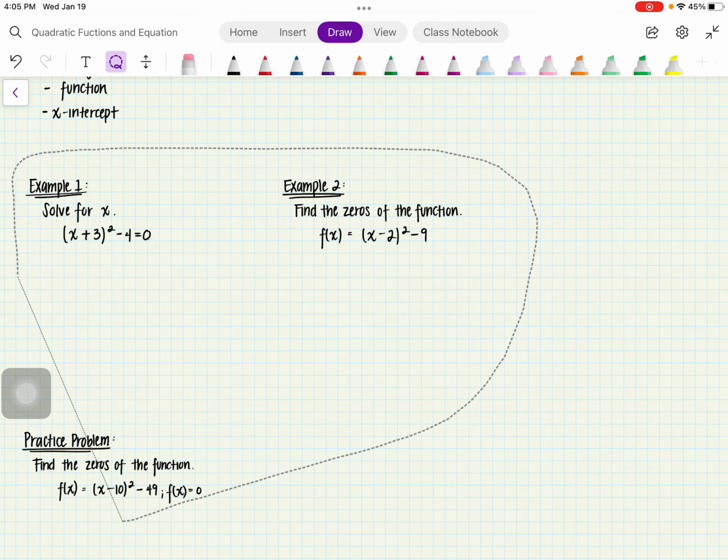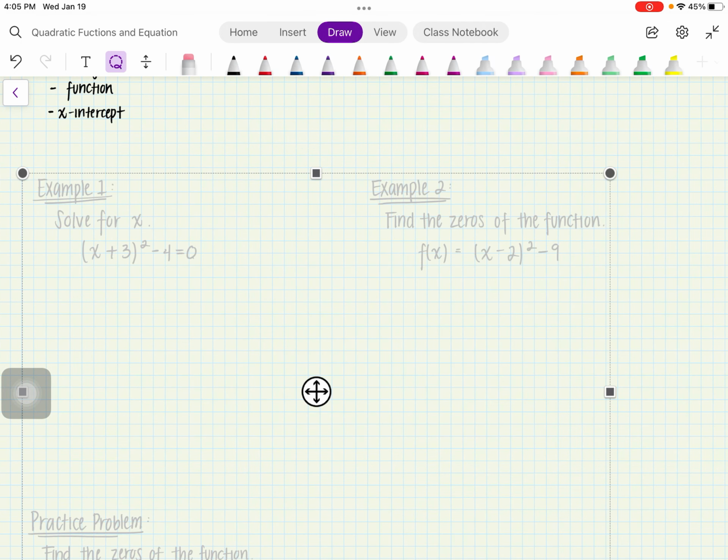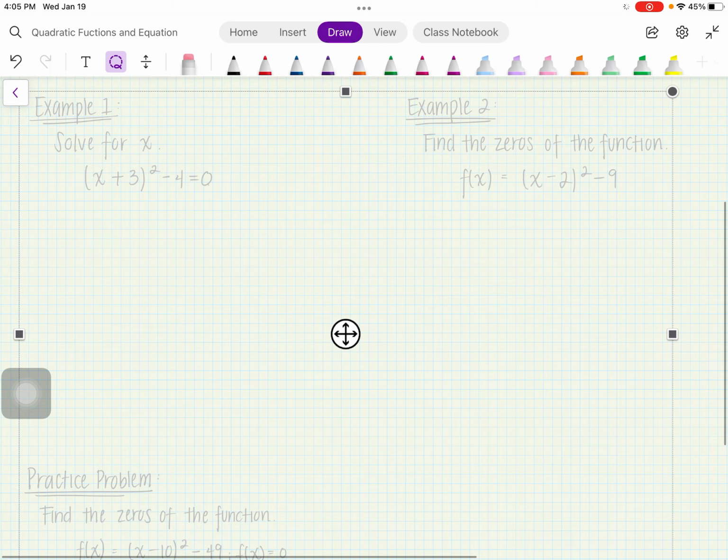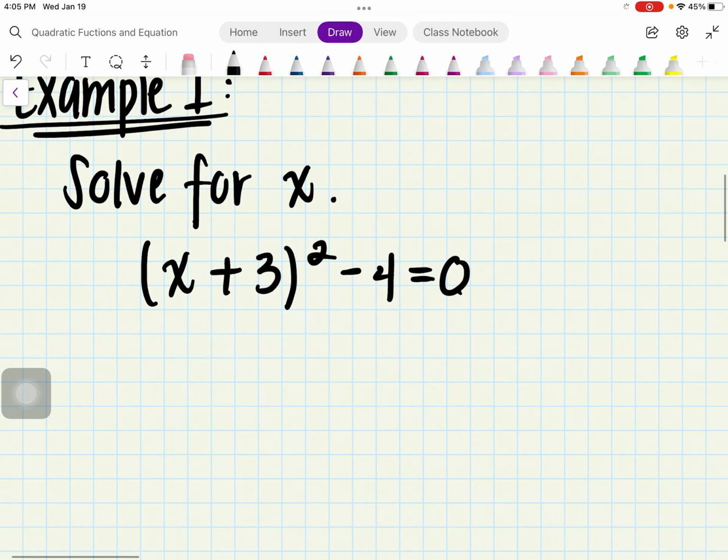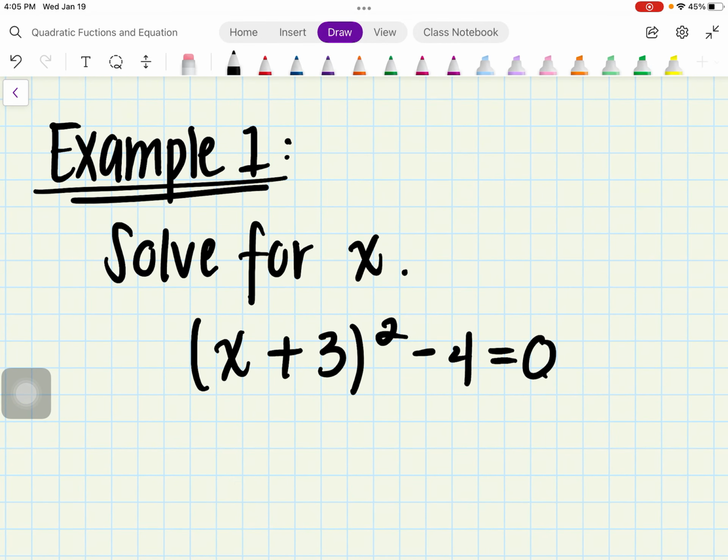So let me actually just make this bigger for you guys, and then we can begin. In this case, guys, it works very similar to the lesson we did yesterday, previous lesson, part 1. So let's get started here with example 1. The goal in this case, guys, is to solve for x. We have the equation (x + 3)² - 4 = 0. Now, there's a couple ways we can do this, but there's one way where it just makes our life simpler.